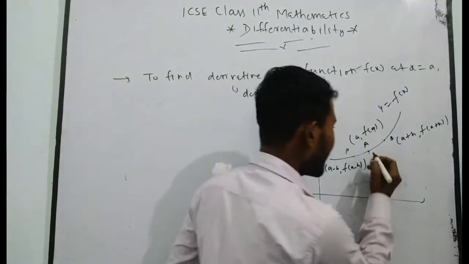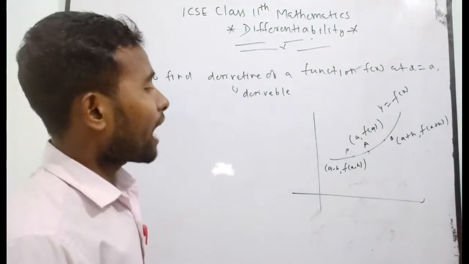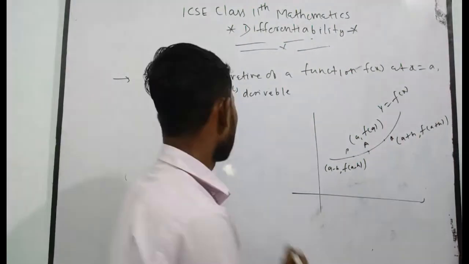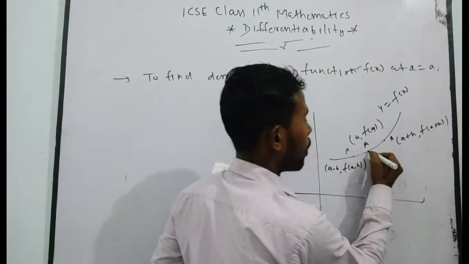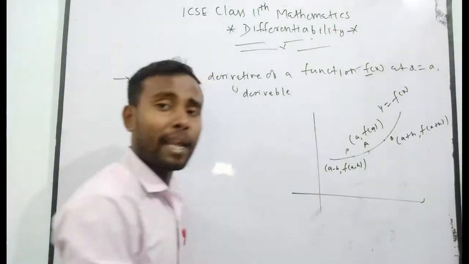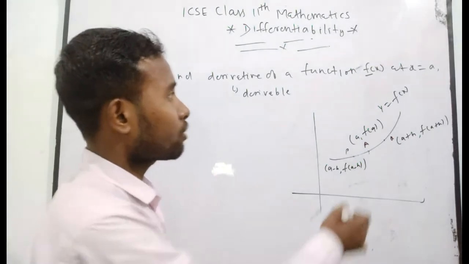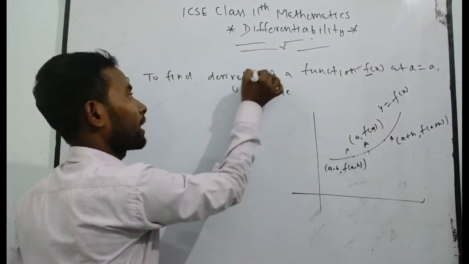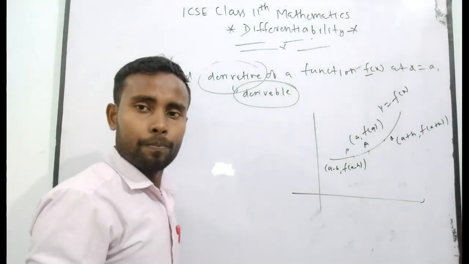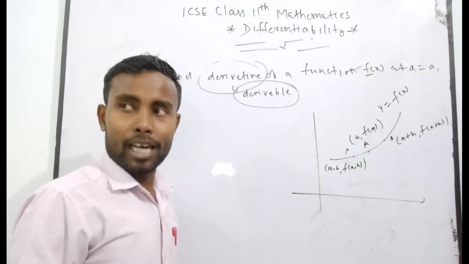Here A is a point and P and Q are two neighborhood points of A. Now, as you know, mainly you have to find the slope of f(x) at x equal to a, at a particular point. I want to tell you again, differentiability, or being derivable, is used to find the slope of a function at a particular point.